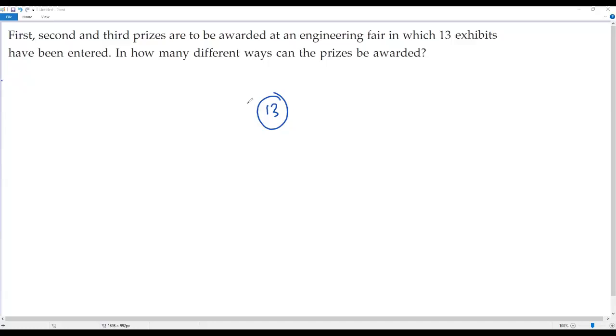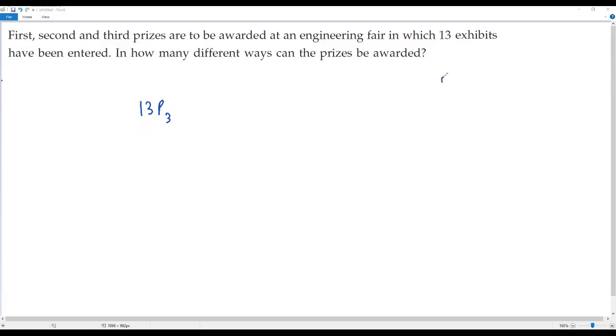So whenever some objects are given and I want to select some of them and also arrange them in a particular order and I want to find the number of ways it can be done, I have to use the concept permutation. So in this one, out of the 13 exhibits, we have to select 3 and also arrange those 3 in the order first, second and third. So in how many ways can it be done? This can be solved by using permutation. There is 13P3, that is out of 13 exhibits, we select 3 and also we arrange them. So this 13P3 will give the number of ways it can be done.